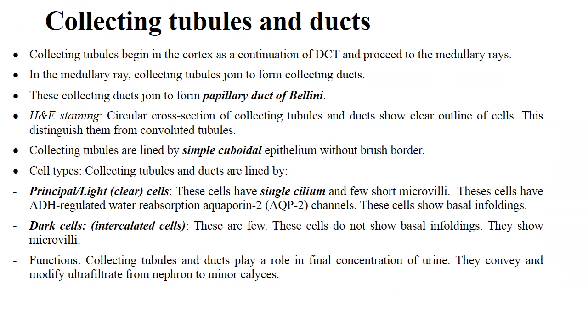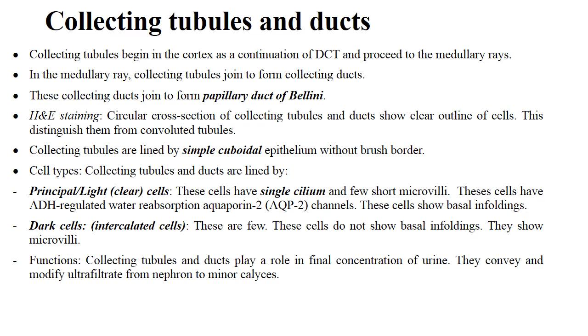Collecting tubules have a diameter of 40 to 50 micrometer, and they begin in the renal cortex as the continuation of the distal convoluted tubule, and they proceed in the cortex as medullary rays. In the medullary ray, the collecting tubules join to form collecting ducts, and the collecting ducts move towards the apex of the pyramid, and they join to form the papillary duct of Bellini, which opens on the free surface of the papillae. And there are three types of collecting ducts: cortical ducts, medullary ducts, and papillary ducts.